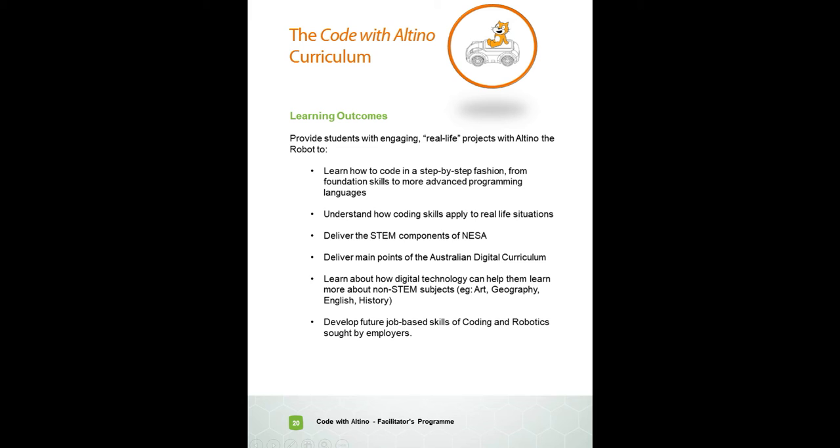So the learning outcomes for the Code with Altino curriculum for your students are to provide students with engaging real-life projects with Altino the robot to learn how to code in a step-by-step fashion, from foundation skills such as Scratch to more advanced programming languages such as Python and C Arduino. Understand how coding skills apply to real-life situations, as we've just seen with the beep in the car.